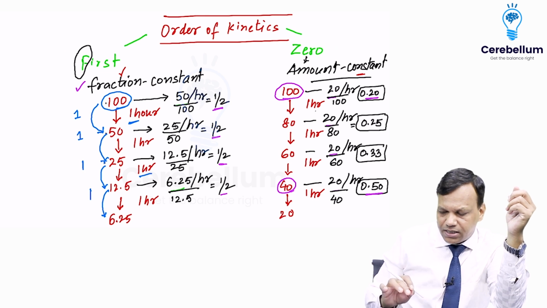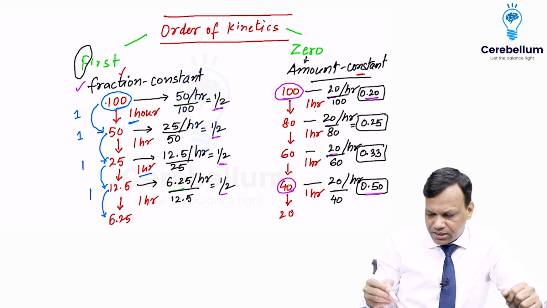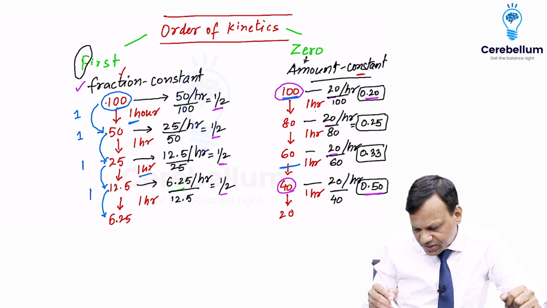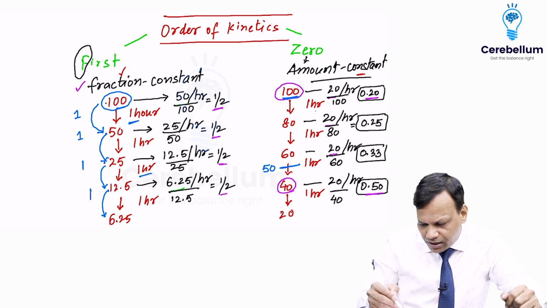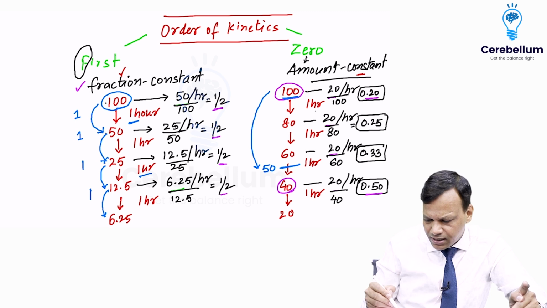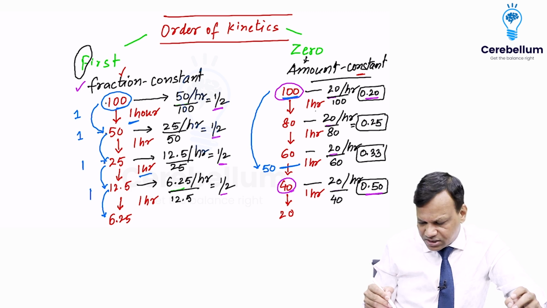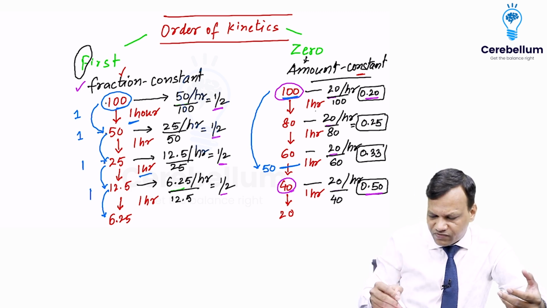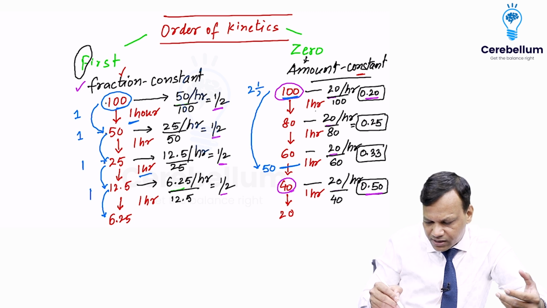But on the other hand, in zero order kinetics, half of 100 is 50. So 50 will be somewhere here between 60 and 40. So the time taken from 100 to 50 will be the half-life. So how much time is taken? 100 to 80, 1 hour. 80 to 60, 2 hours. And 60 to 50, half hour more. So it will become 2.5 hours.